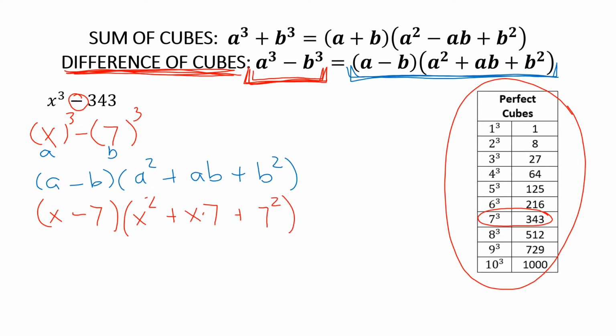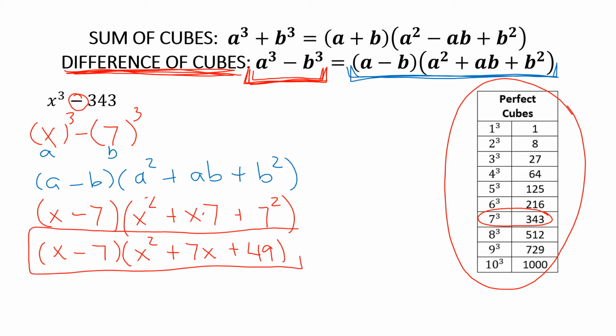Now, I do want to simplify this as much as I possibly can, and I see some things down there that are not written in their simplified form, so I'm going to rewrite this one more time. This would be x minus 7, and then x squared plus, we don't ever write x times 7, we write it as 7x, and then 7 squared is just 49. I can actually calculate that, so I'm going to simplify it. That is my final answer.